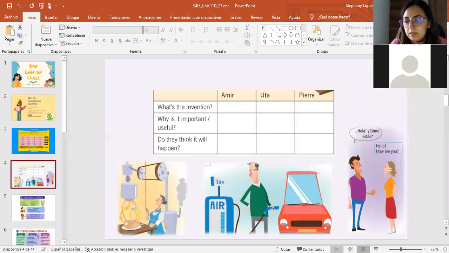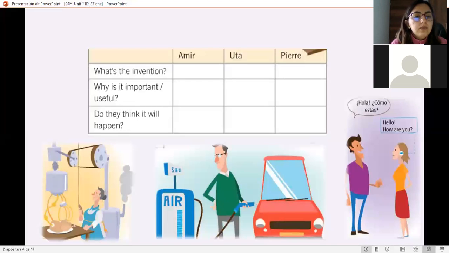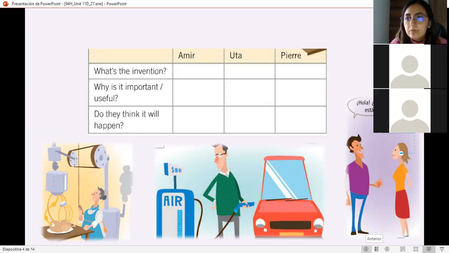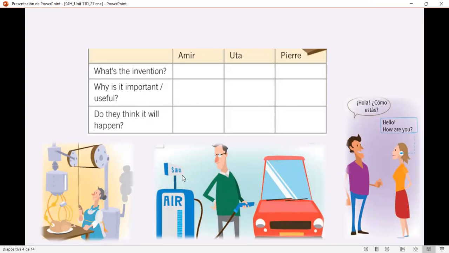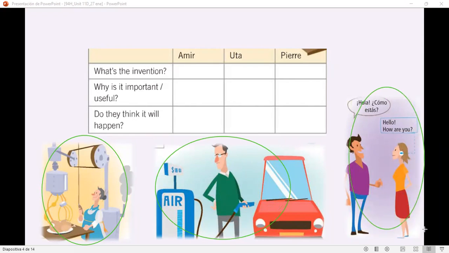Watching these images, can you see the presentation on the screen? Yes, teacher. Okay, everybody. Tell me, what do you think these images are about? What kind of inventions could these images be? Here we have 3 images. What are these inventions about? Any idea?